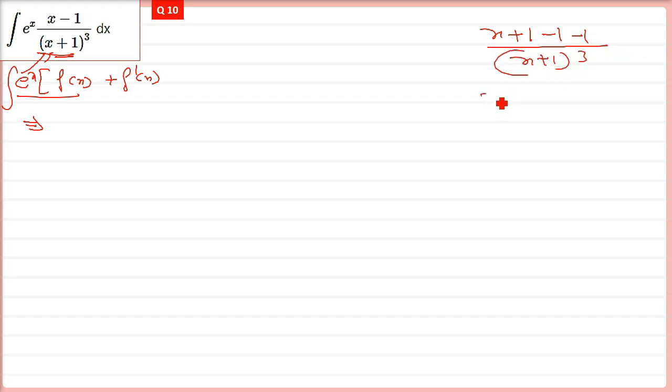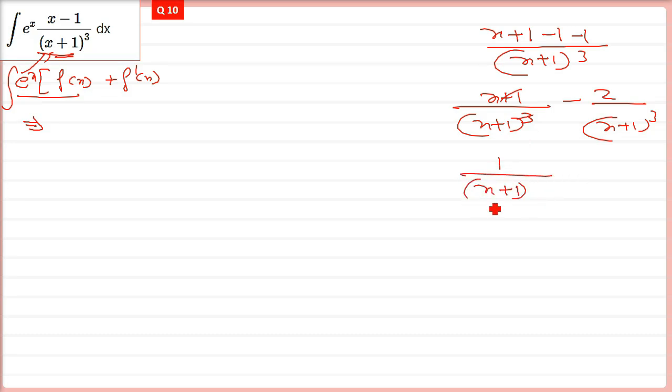Now separate these two terms: (x plus 1) divided by (x plus 1) whole cube, and this will be negative 2 divided by (x plus 1) whole cube. Okay, this gets cancelled. 1 by (x plus 1) whole square will come, and this will be negative 2 divided by (x plus 1) whole cube. Now this is becoming equivalent to, or we can relate it to, the formula we have already seen for this type of question in this particular exercise.